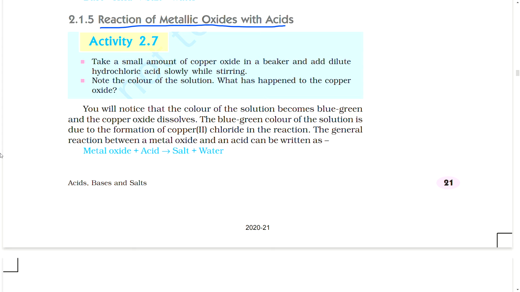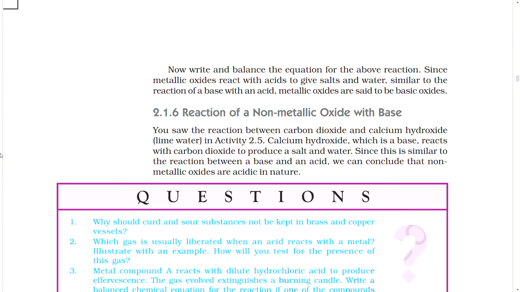The general reaction between a metal oxide and an acid can be written as: metal oxide plus acid tends to salt plus water. Now write and balance the equation for the above reaction. Since metallic oxides react with acids to give salts and water, similar to the reaction of a base with an acid, metallic oxides are said to be basic oxides.